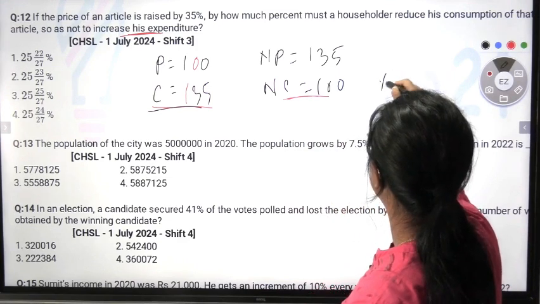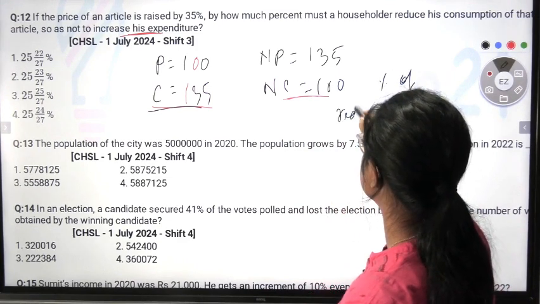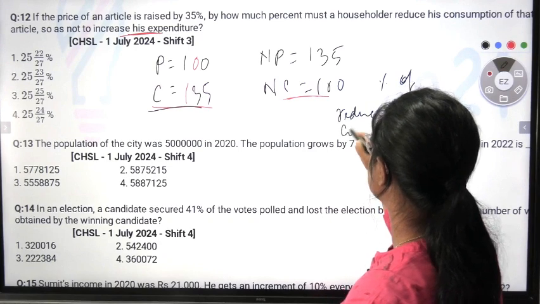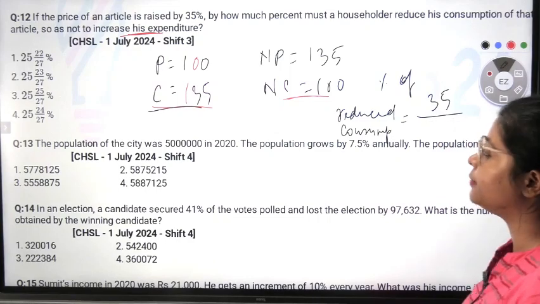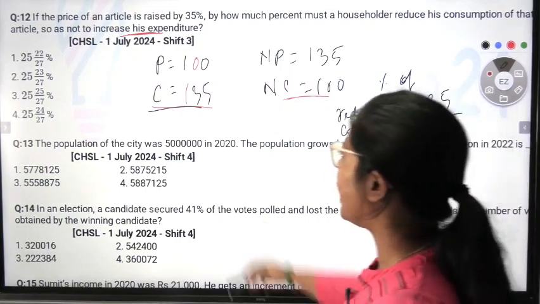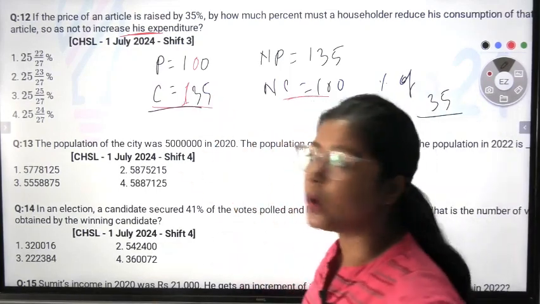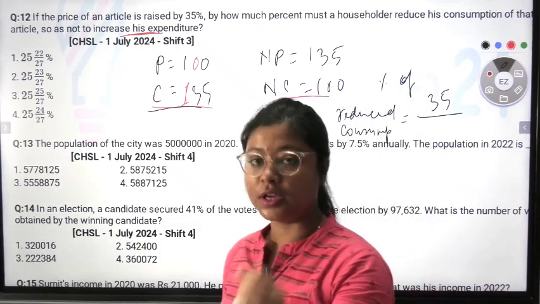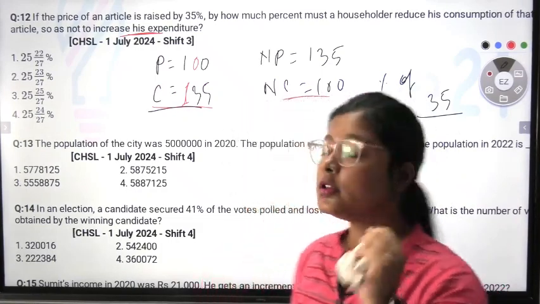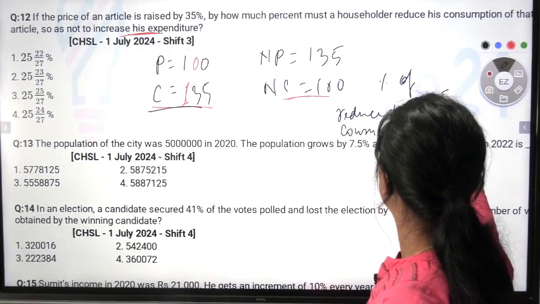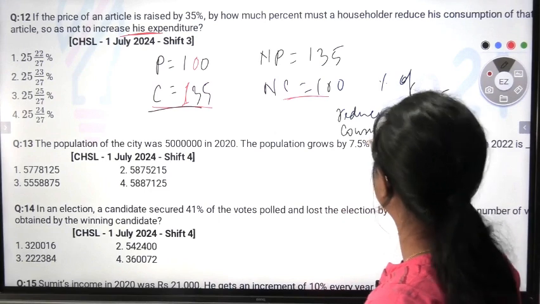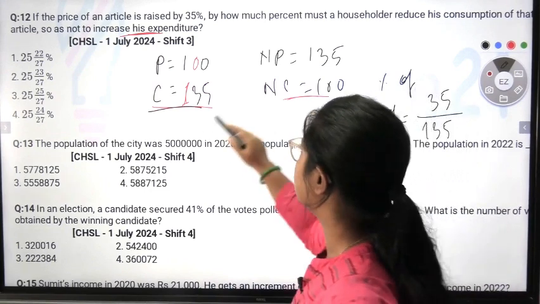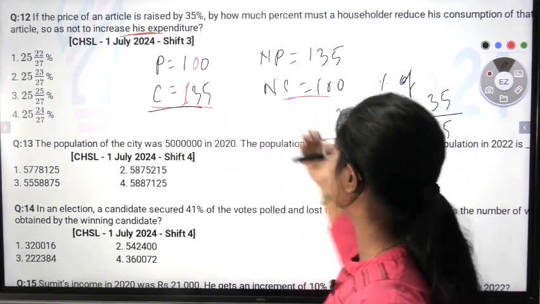35 is the reduced consumption. How much is decreased? 35 is decreased. Upon what? Upon the original value. Original value is 135, because your original consumption was 135. Upon that, now your consumption is 100. That means 35 gets reduced.